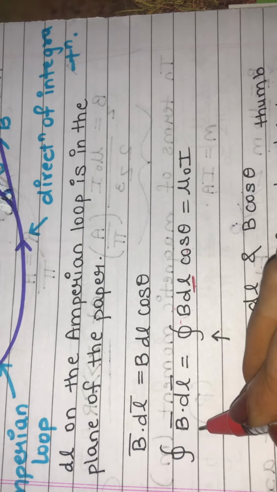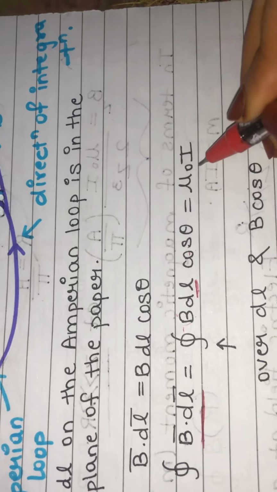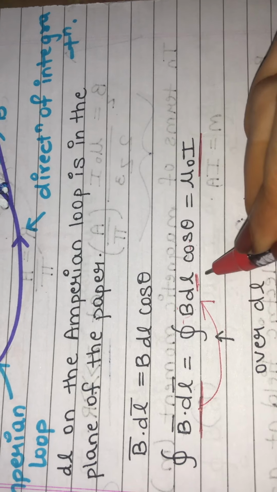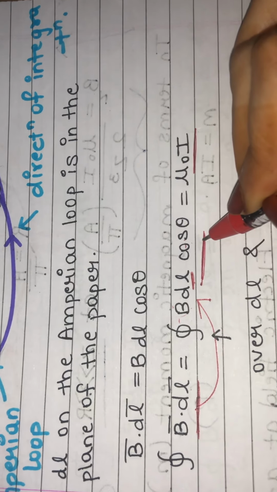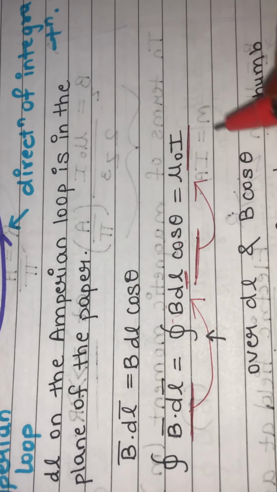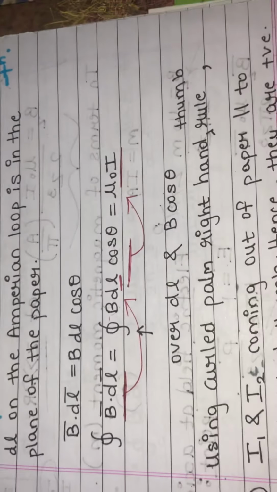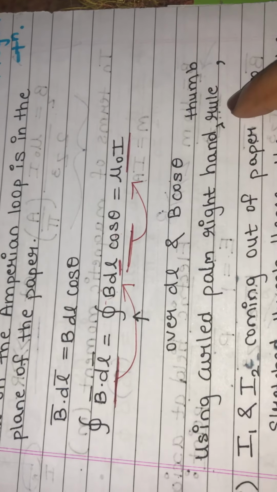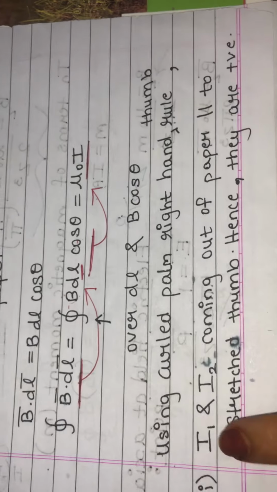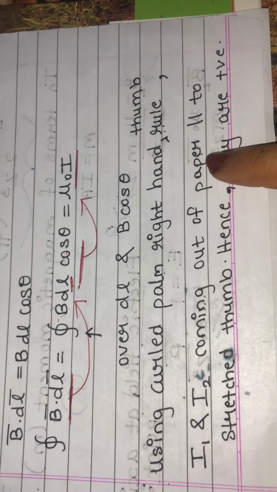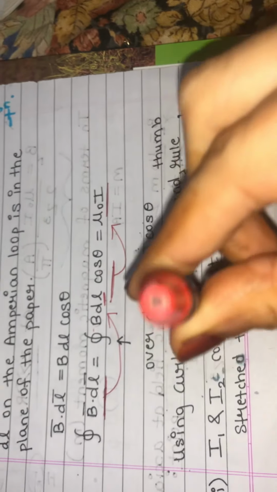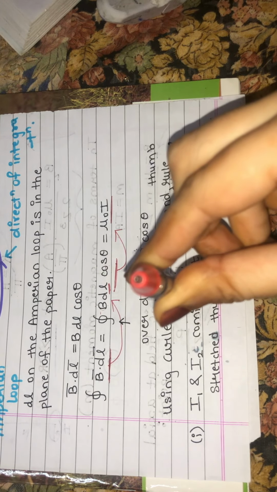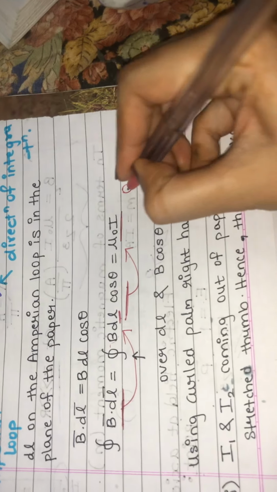What my Ampere law says, this term is equal to mu naught I, but I have converted this term into magnitude form, so I can say this term which is in magnitude format is also equal to mu naught I. So using curled palm right hand thumb rule, what I can say, I1 I2 are coming out of the paper. I have told this to you. I1 and I2 are coming out of the paper because they are denoted by circle and dot.